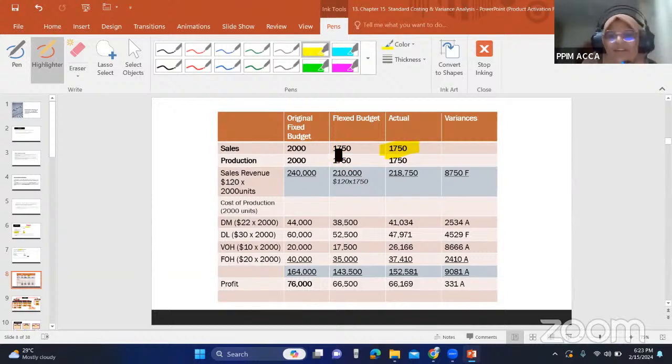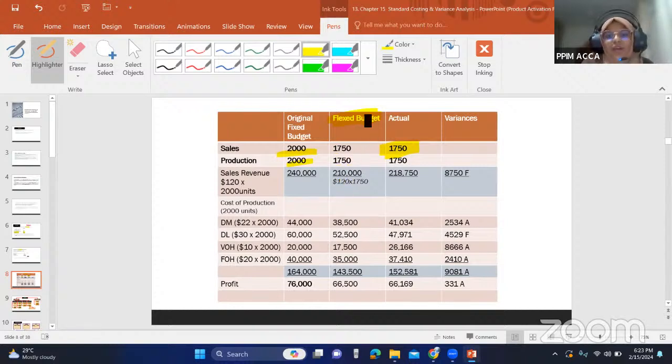So we say, this is not a valid comparison. Let's prepare what we call the flexed budget. So what is this flexed budget? It is basically like the original budget. Using whatever we used to calculate the original budget, we calculate the flexed budget. The only difference is we change the production and sales units. Suppose when we were doing the original fixed budget, we did it for 1,750 instead of 2,000. Whatever figures we would have calculated, that is what we calculate in the flexed budget.